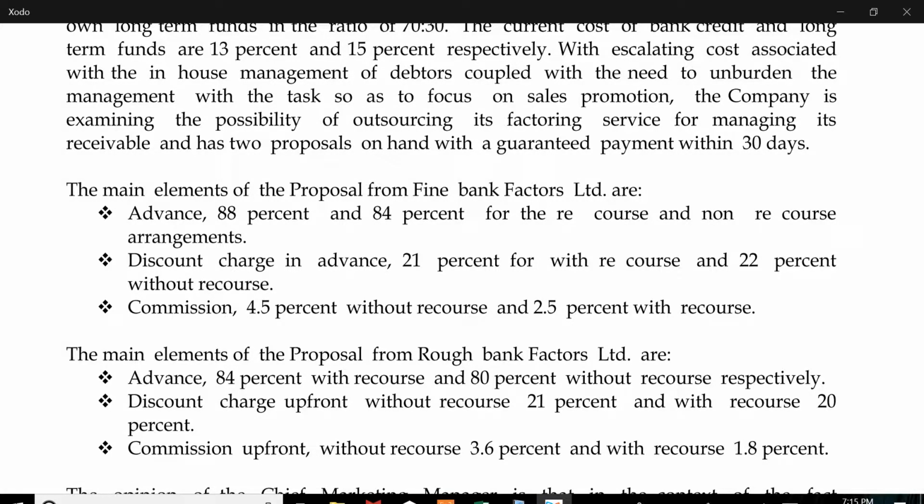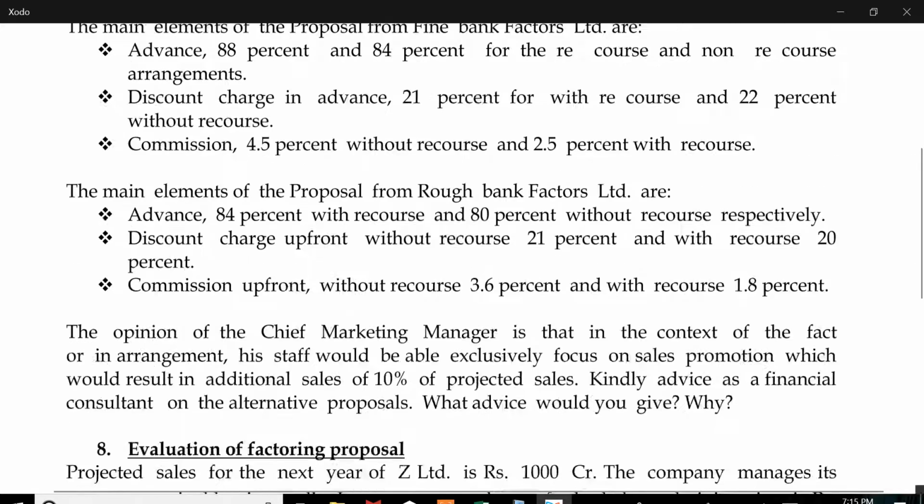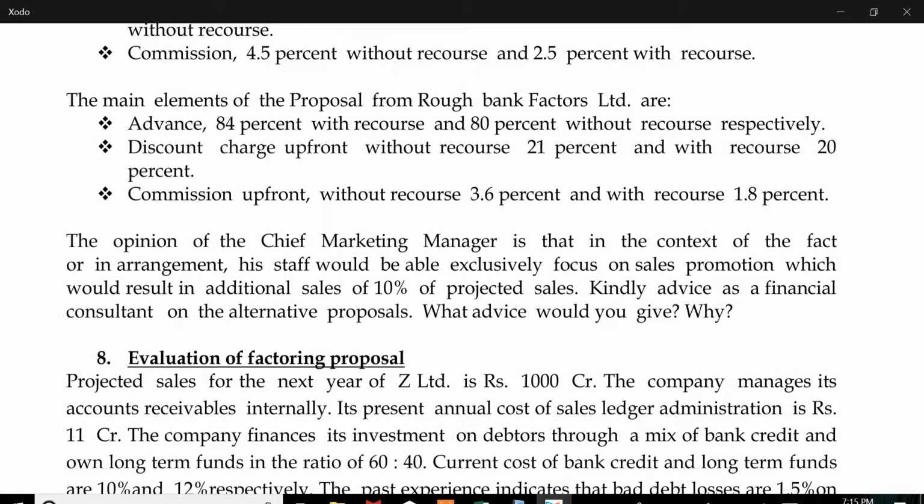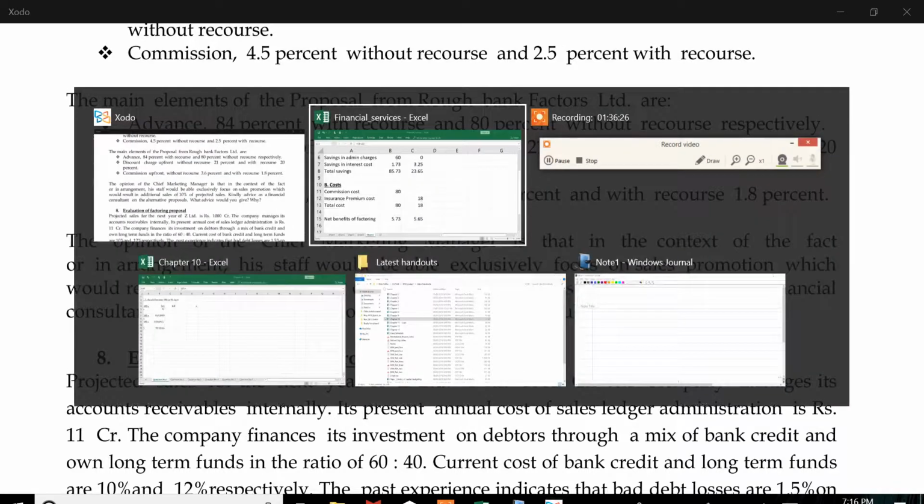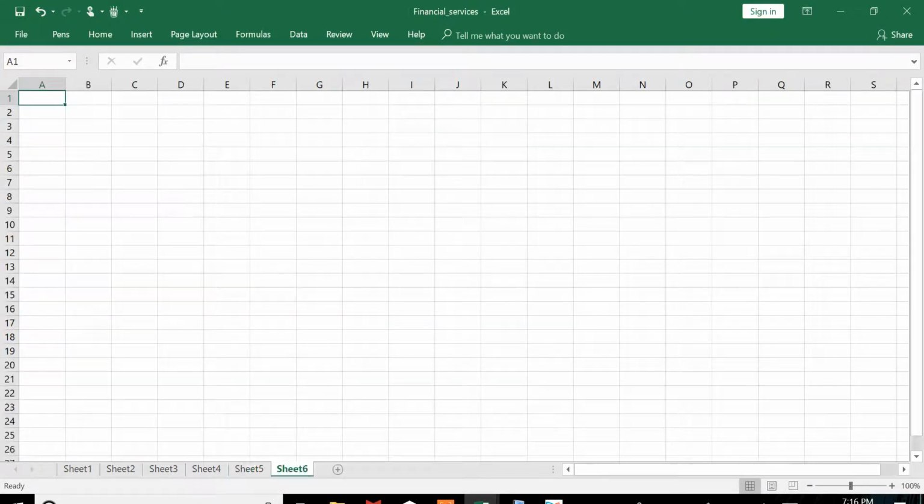I continue to manage my receivables as I have been doing. I will have to evaluate all this 5 and then decide what is going to be the answer, which proposal the company is going to factor in. Working note 1, evaluation of in-house management proposal.